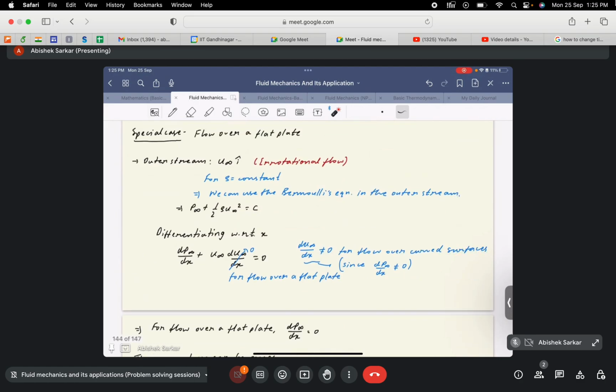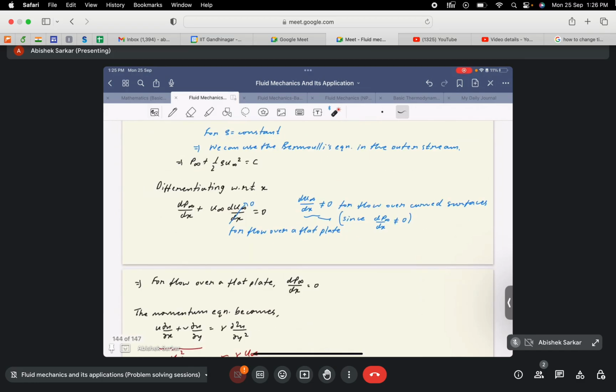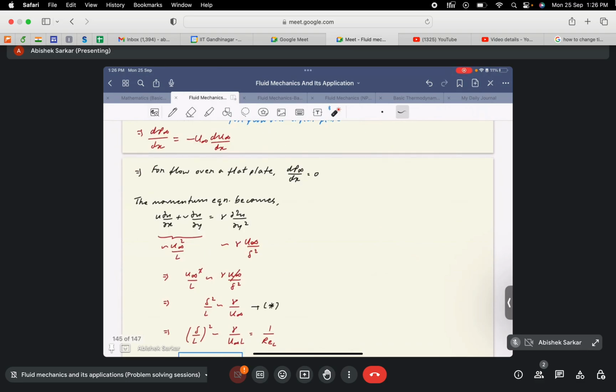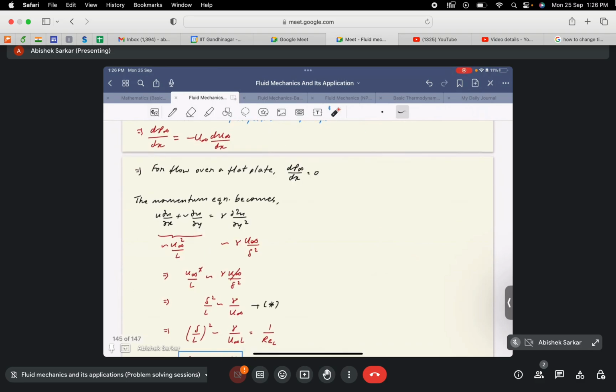Now if we differentiate this equation with respect to x, we get dp infinity by dx is equal to minus u infinity du infinity by dx. But now since du infinity by dx is 0, because u infinity is constant, this essentially tells us that dp infinity by dx is also equal to 0. So the momentum equation further simplifies to u dou u by dou x plus v dou u by dou y is equal to nu dou square u by dou y square. Okay, so this is the final momentum equation that we are going to use.